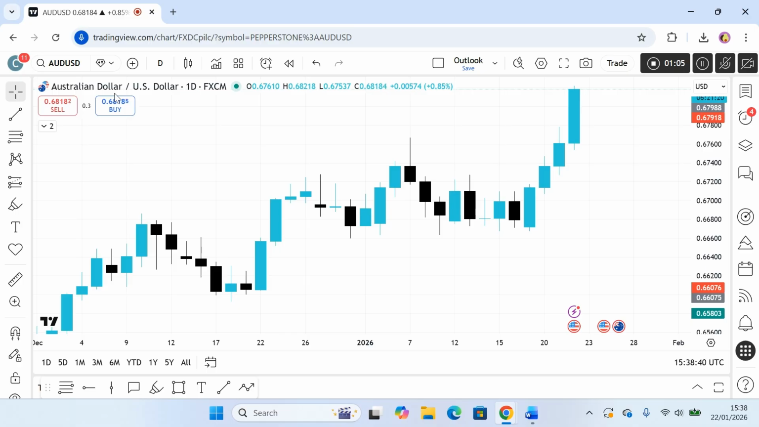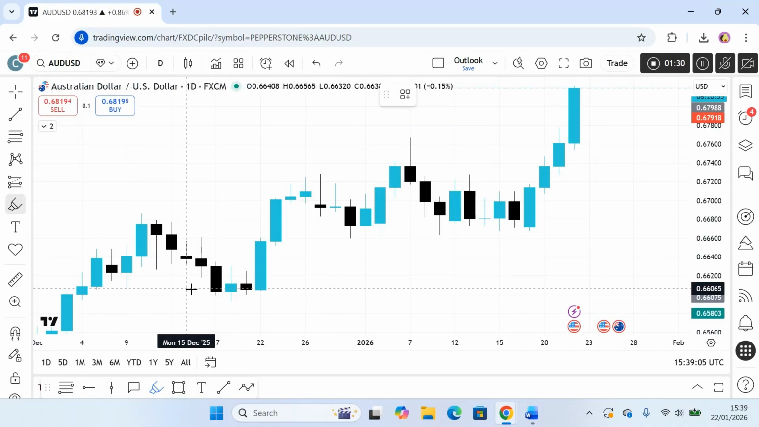So when AUD strengthens against the dollar, this currency pair will appreciate in value, so it will continue trading higher. However, when the US dollar gains strength against the Australian dollar, this pair will depreciate in value, so it will trade lower. So currently, we can see that this pair is in an uptrend.